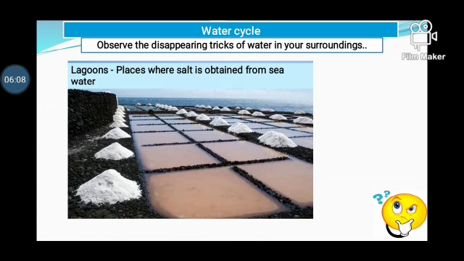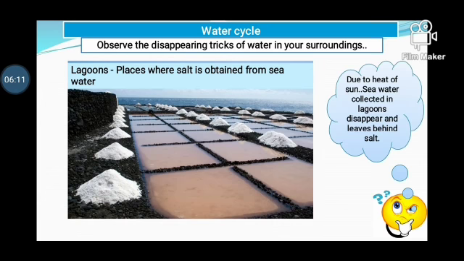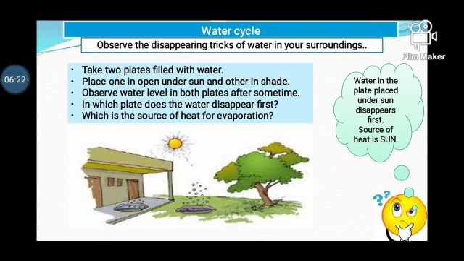Lagoons are places where salt is obtained from seawater. Due to the heat of the sun, seawater collected in lagoons disappears and leaves behind salt. Take two plates filled with water. Place one in the open under the sun and the other in shade. Observe the water level in both plates after some time. In which plate does the water disappear first? Which is the source of heat for the evaporation? Water in the plate placed under the sun disappears first. The source of heat is the sun.